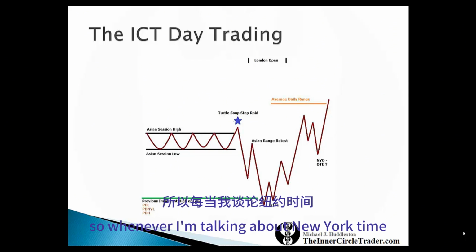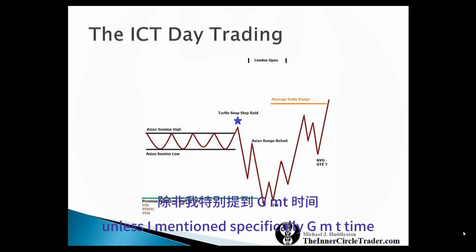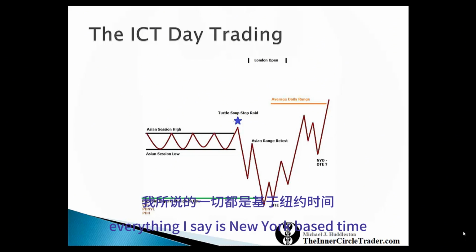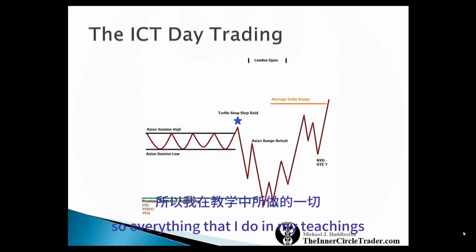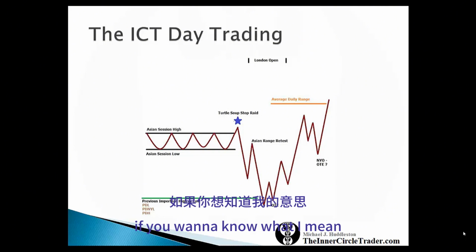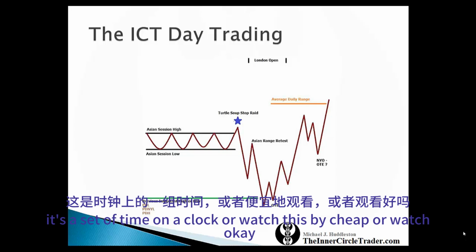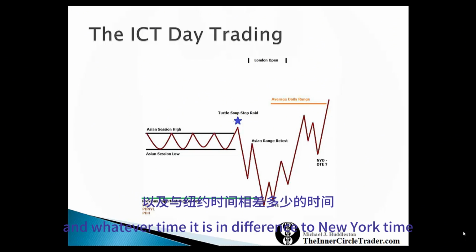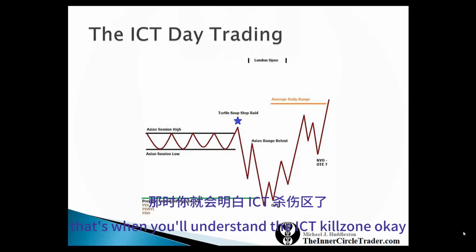So whenever I'm talking about New York time, unless I mention specifically GMT time, everything I say is New York based time. So everything that I do in my teachings, if you want to know what I mean, it's just set a time on a clock or a watch. Just buy a cheap old watch, okay, and keep it near your desk. And whatever time it is in deference to New York time, that's when you'll understand the ICT kill zone, okay?